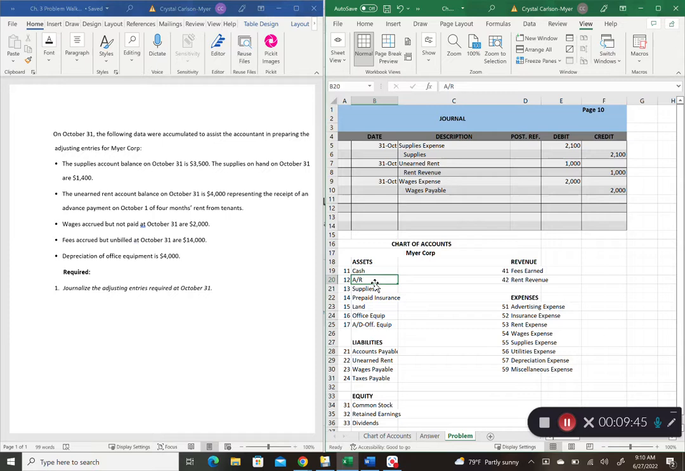So I abbreviated it down here in my chart of accounts just to save some space so I could fit everything on the same screen. But AR is typically accounts receivable. So I'm going to go ahead and put it up here.